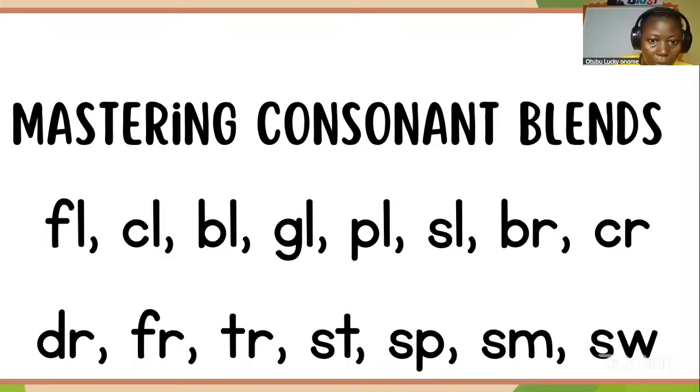Let's dive in. C and L says K. B and L says B. G and L says G. So all these consonant blends, that's what we are going to look at one at a time today.